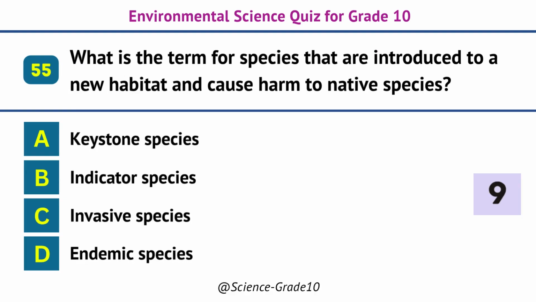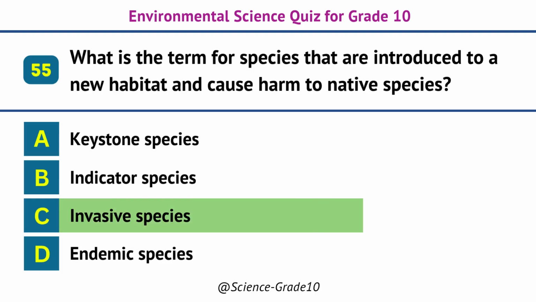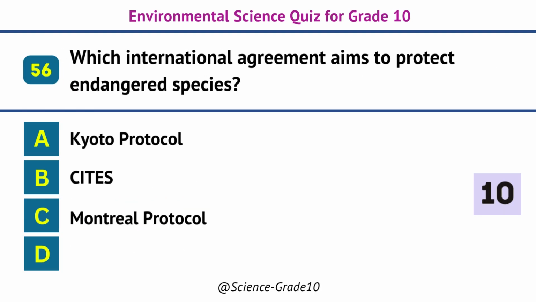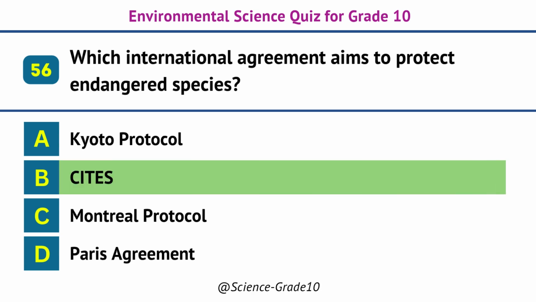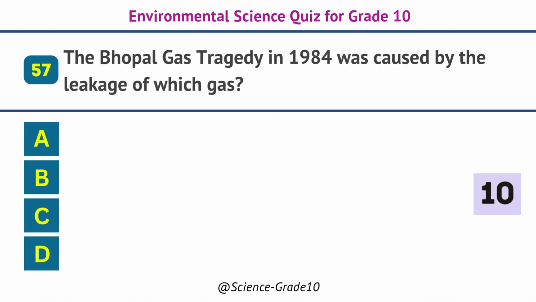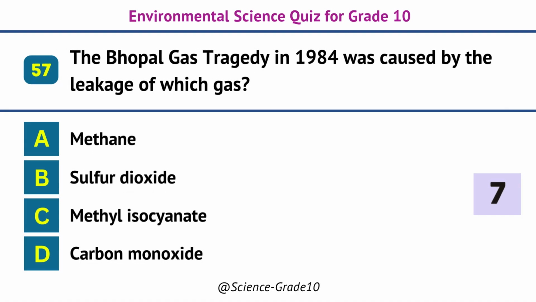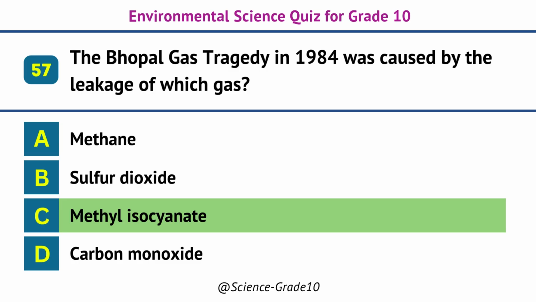What is the term for species that are introduced to a new habitat and cause harm to native species? Invasive species. Which international agreement aims to protect endangered species? CITES. The Bhopal gas tragedy in 1984 was caused by the leakage of which gas? Methyl isocyanate.